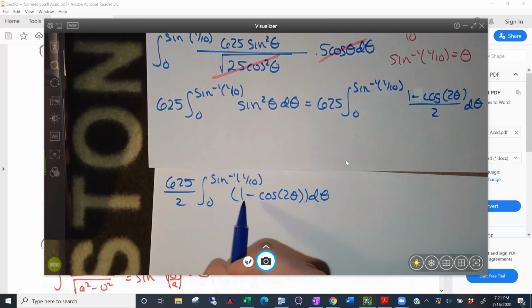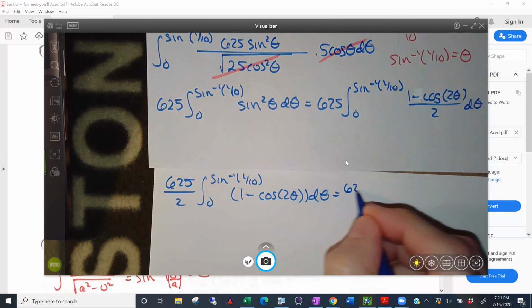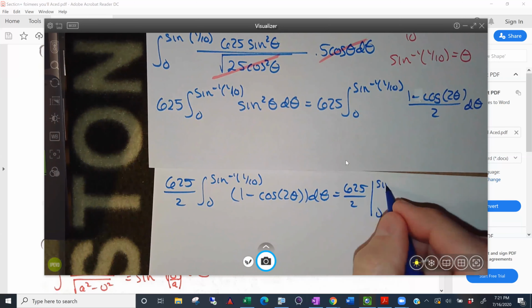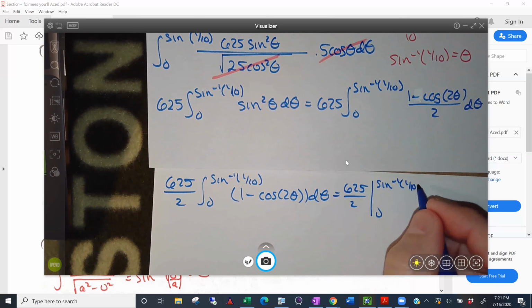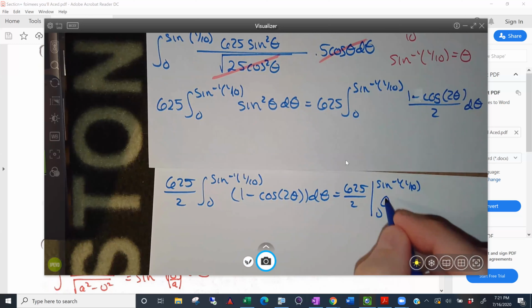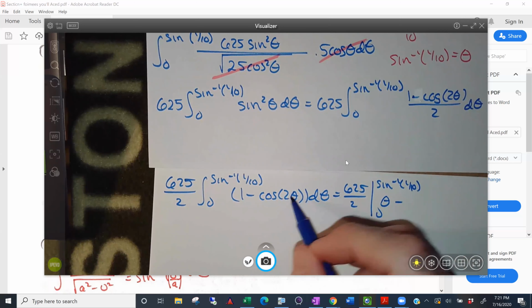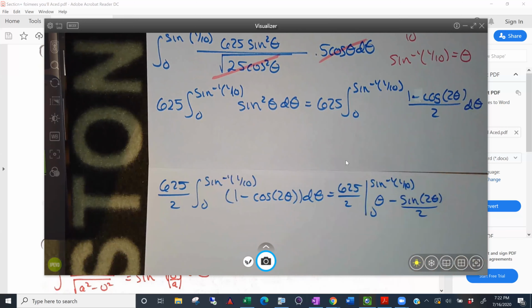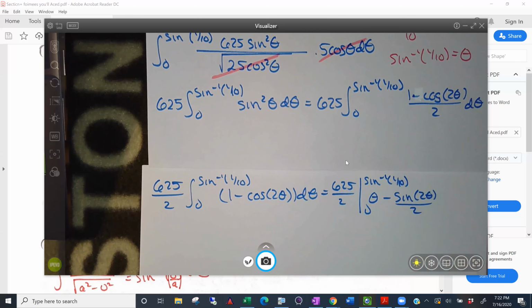Okay, now we can find some antiderivatives. These are things that we can deal with. So that's going to be 625 over 2 times 0 to arcsine of 1/10 of theta minus, well, let's see, if I was differentiating, I'd end up multiplying by 2, but since I'm integrating, I have to divide by 2. So it's going to be sine of 2 theta over 2. Now, my habit in doing these problems is I usually draw a triangle as soon as I see that U substitution. I didn't in this particular one, but it's not too late.